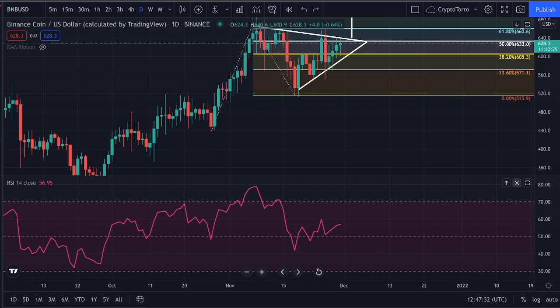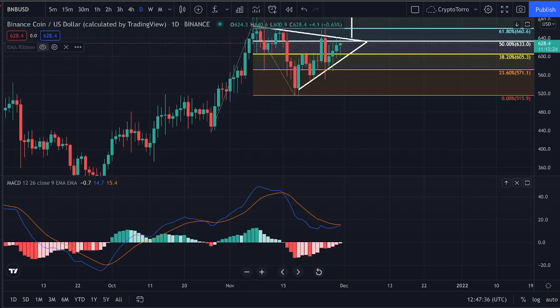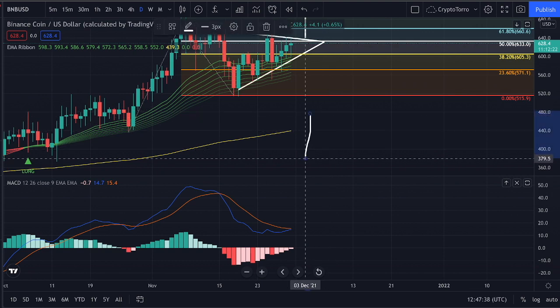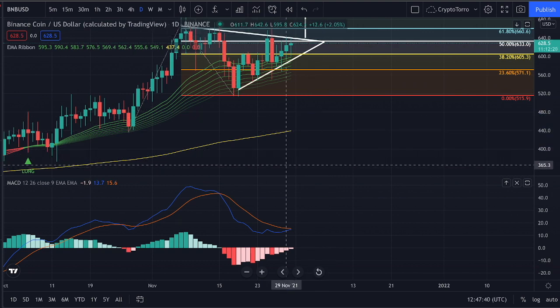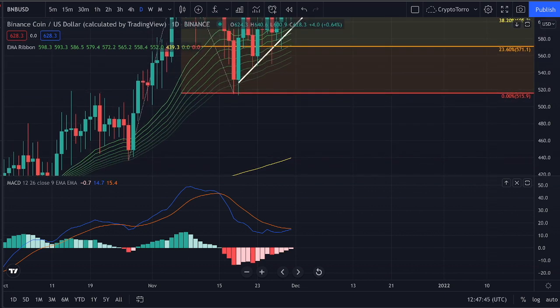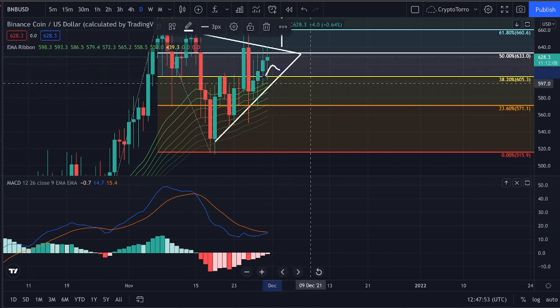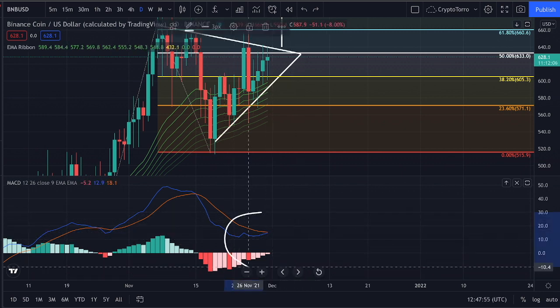Well, this being said, I would like to discuss right away the MACD and the EMA ribbon at the same time. What you can clearly see on the EMA ribbon is that we are clearly getting supported by it on the daily time frame. We are seeing as well that the EMA ribbon is perfectly aligned with this ascending support line. Therefore, I think it is quite unlikely that we are going to see a breakdown below this ascending support line range.